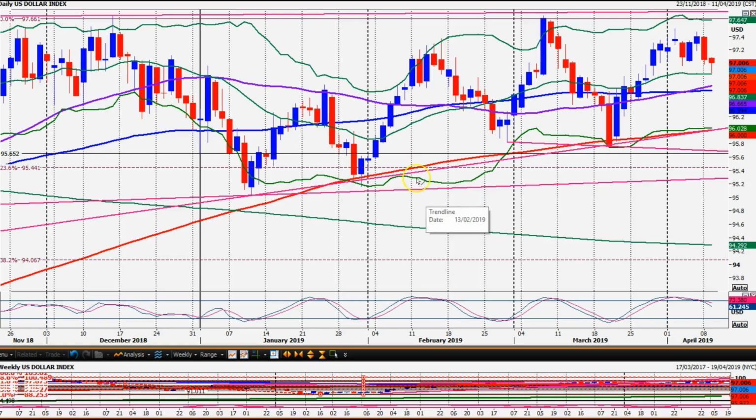Wednesday the 10th of April, dollar index. So we did find support at the midpoint of the Bollinger Band, 96.84-ish. We've bounced off there. Maybe we're just going to be in a holding pattern here.